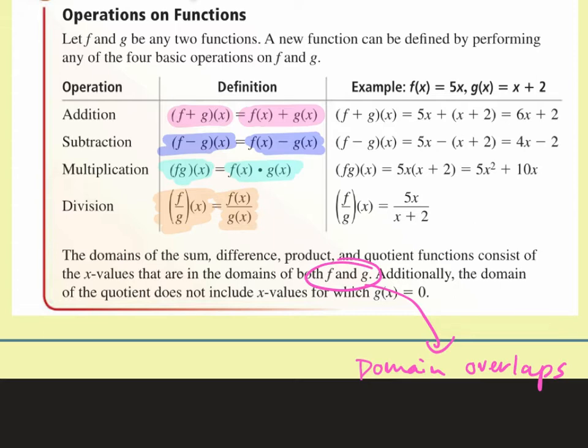And then it also says here, additionally, the domain of the quotient does not include x values for which g of x is equal to 0, which we'll get more into on Wednesday because we're going to do the dividing part on Wednesday. Today we're just focusing on addition, subtraction, and multiplication.